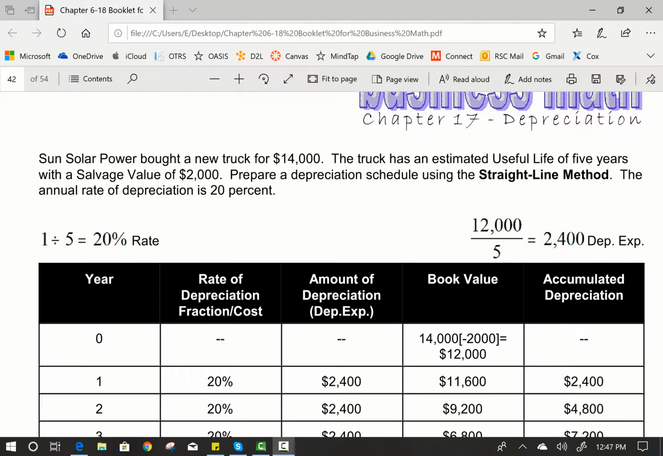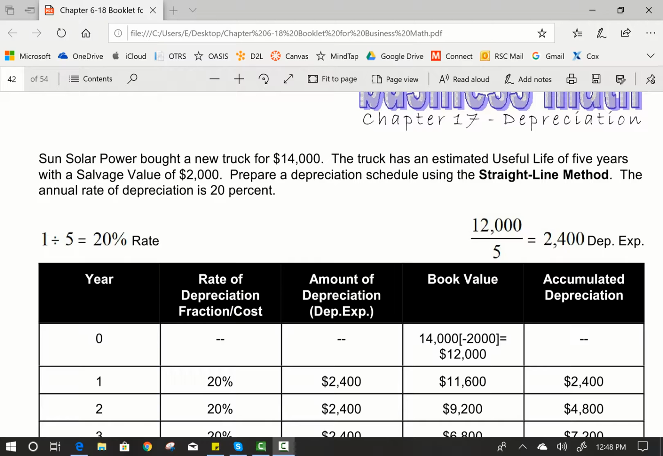There used to be a sum of the year's digits method of depreciation. Some of those assets may still be on the books because you may have an asset that's like 20 years or 30 years long. If they started using the sum of the year's digits method, then they can continue to use that same method of depreciation today. But any new types of assets that are placed into depreciation cannot use the sum of the year's digits method.